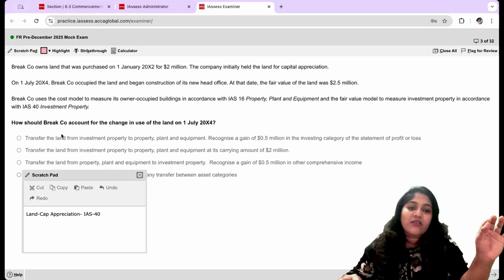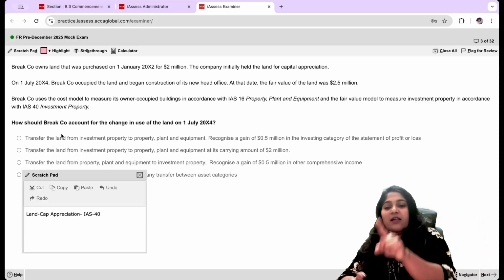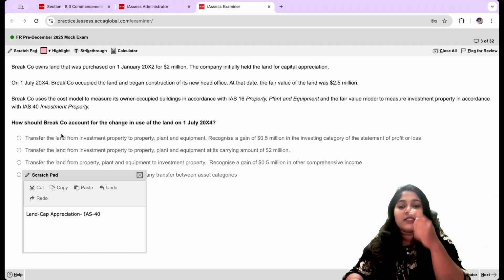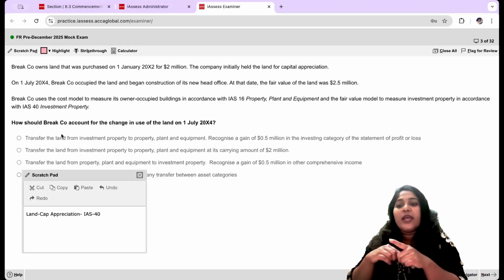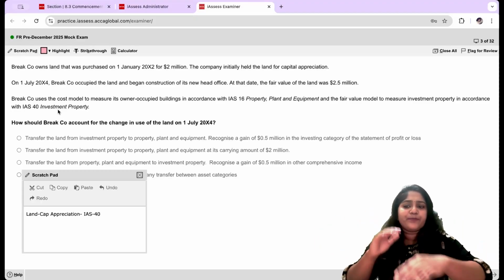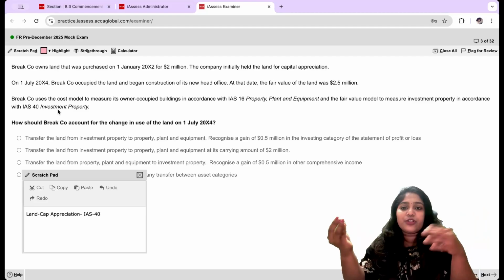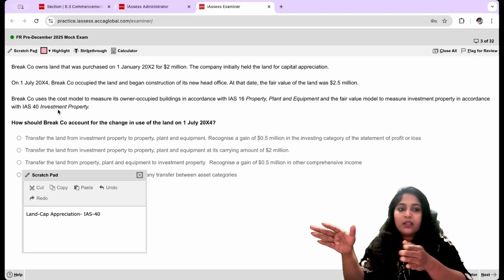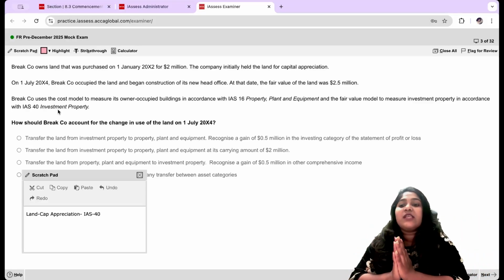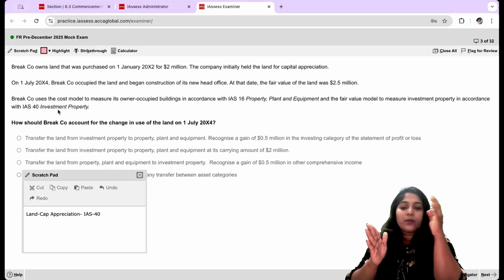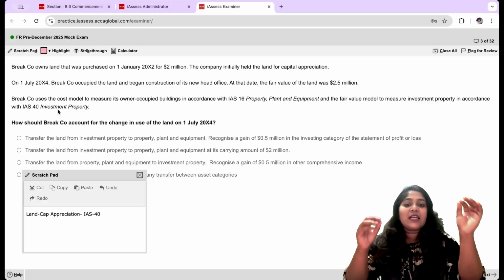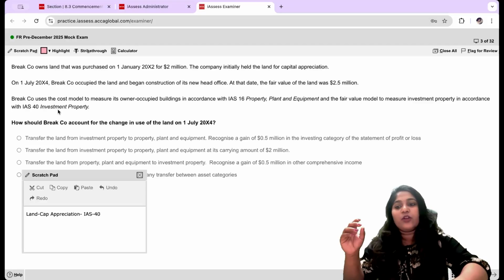Do not consider this as revaluation surplus, because it is not a transfer from property, plant and equipment to investment property. It is rather the reverse, from IAS 40 to 16. Hence, any increase or decrease should go to the statement of P&L first. However, read it. Brake company uses the cost model to measure its owner occupied buildings, that is property, plant and equipment, and the fair value model for investment property in accordance with IAS 40. Of course, the answer has to be that the transfer from investment property to PPE should be recognized as $500,000 fair value gain in the investing category of the statement of P&L.